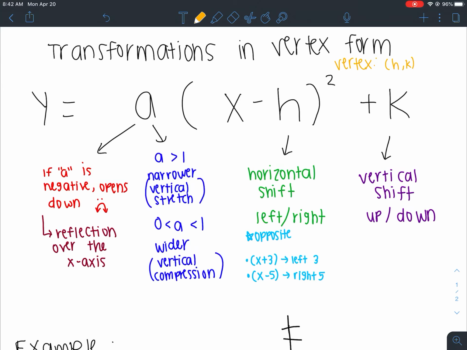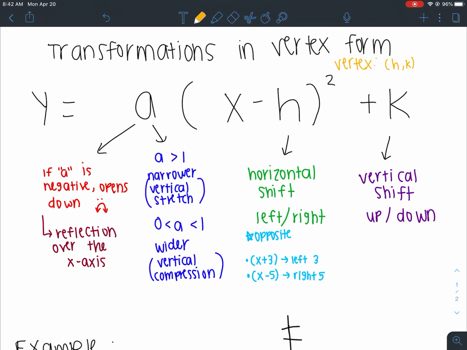So for example, the a value over here, if a is negative, it opens down. And if it opens down, it's a reflection over the x-axis. You're flipping it from the x-axis, okay? So if it's negative, it opens down. So a negative sign tells us we have a reflection over the x-axis. A also tells us whether we have a vertical stretch or a vertical compression.